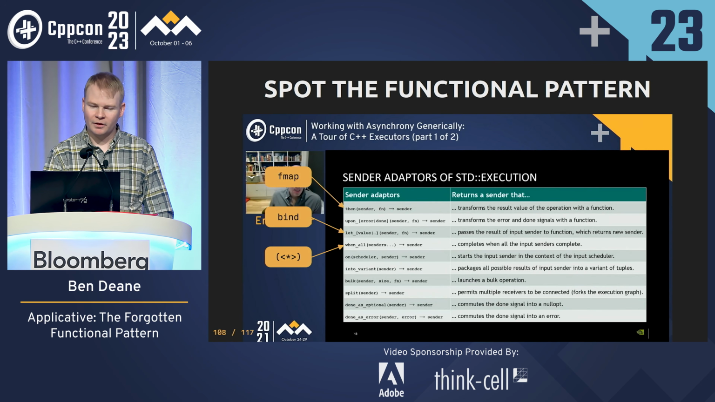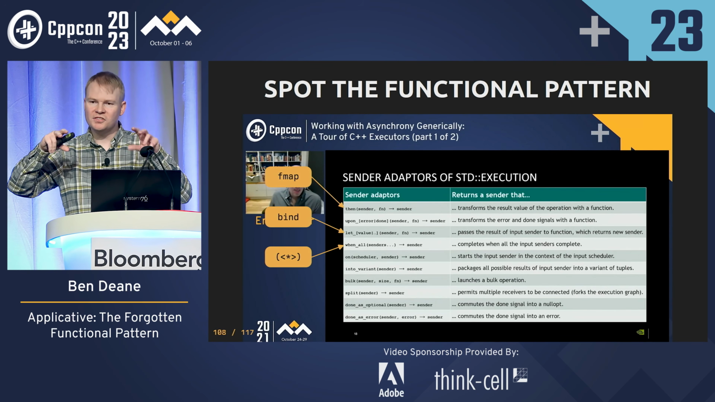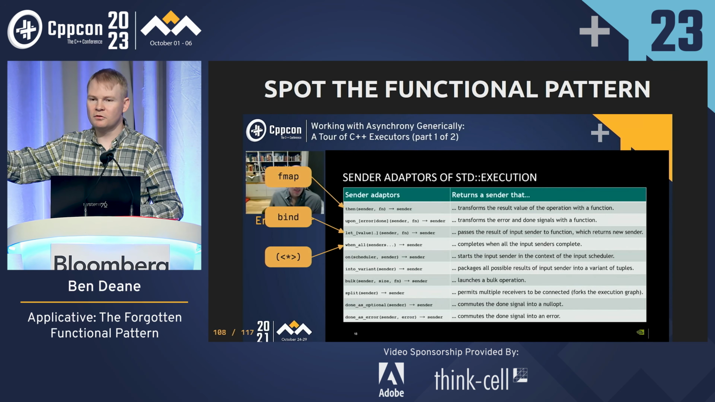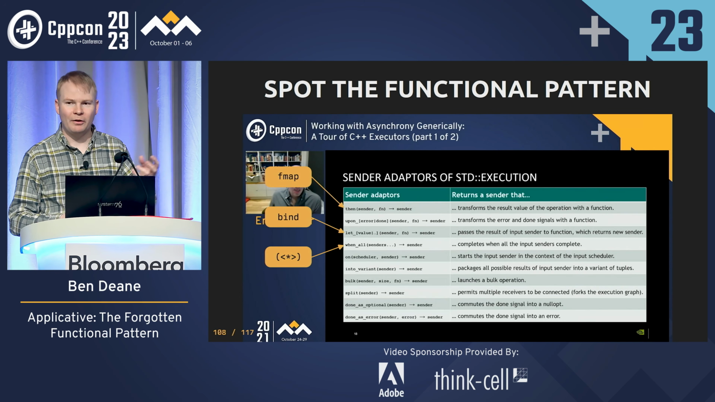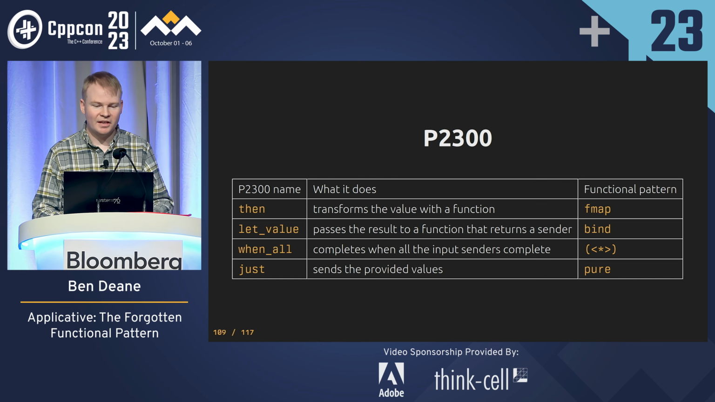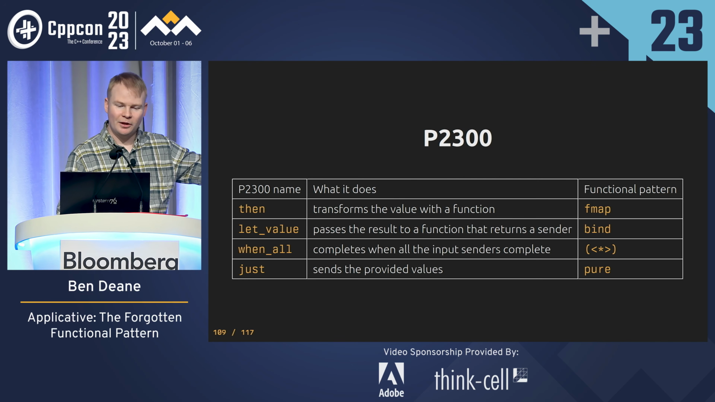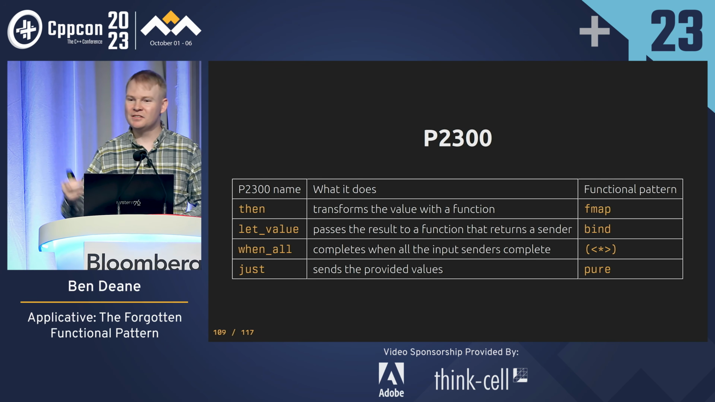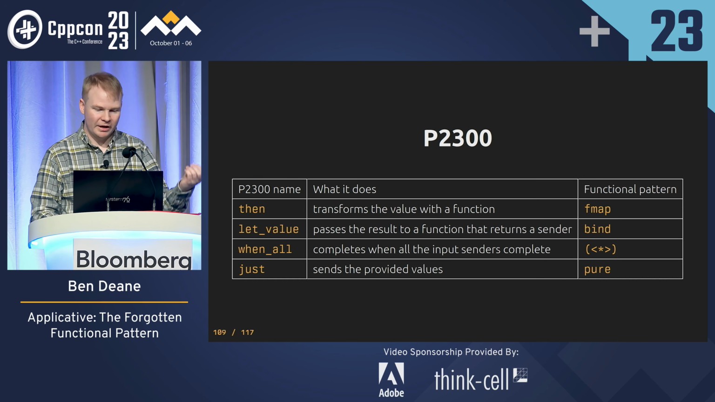That's bind, right? And when all, well, that's taking a bunch of monadic values, of senders, and it's completing when they all complete, and sending all of their results on at once, such that you could run a function on them, right? That sounds like variadic fmap or apply. And that is indeed the case. P2300 calls them then, let value, when all, and just is like the pure operation. It lifts the value, it makes a sender from the value. It's like an optional constructor, right? It makes the functorial value from the regular value.